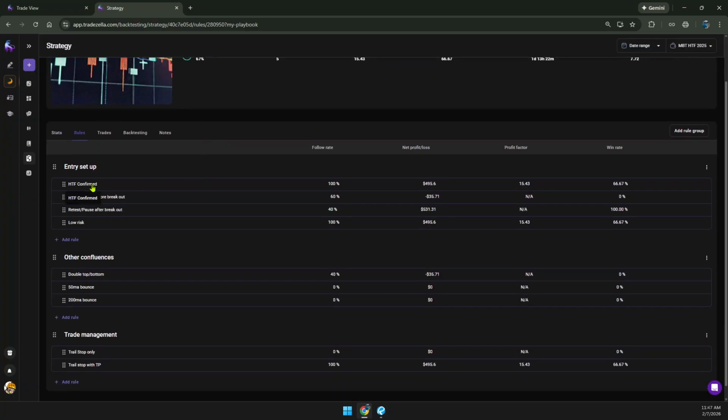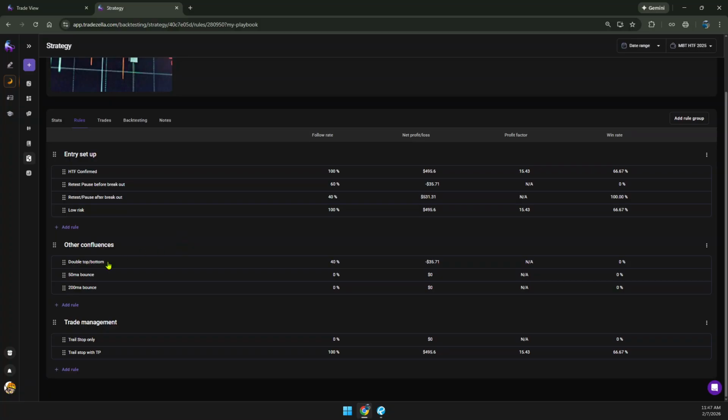So for this one, higher time frames confirmed that we're good. We have the retest pause before or after the breakout. Most of these will be after the breakout. That's the key one. Low risk.